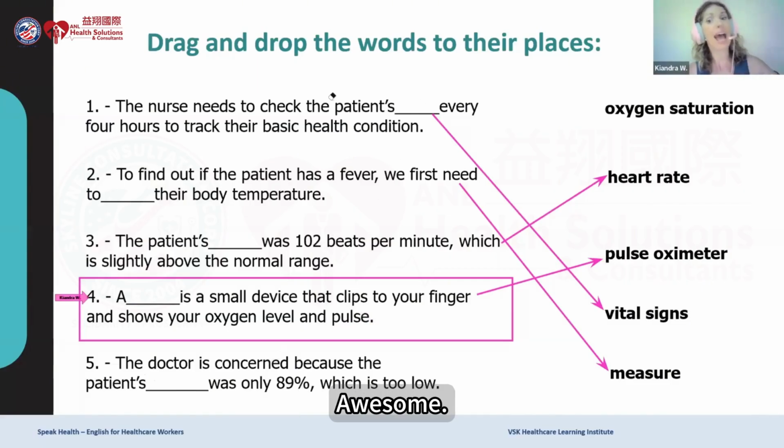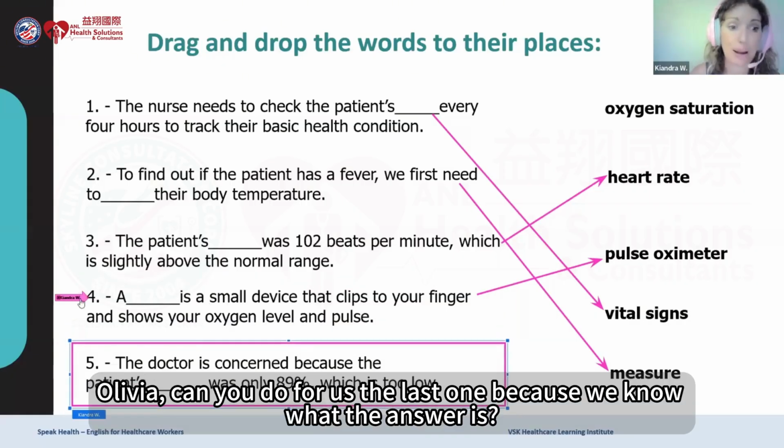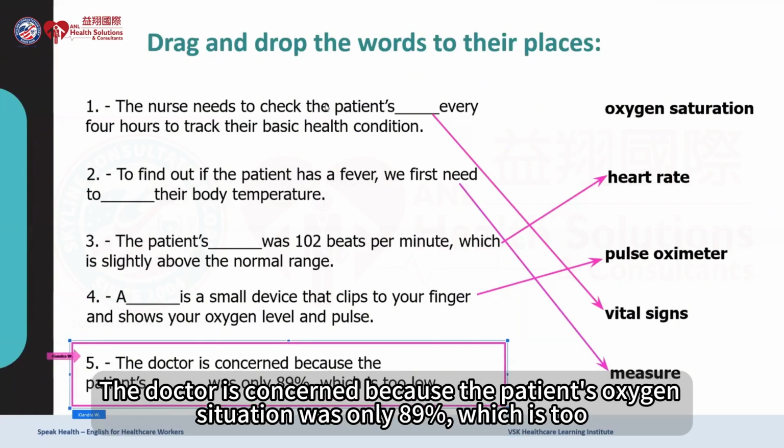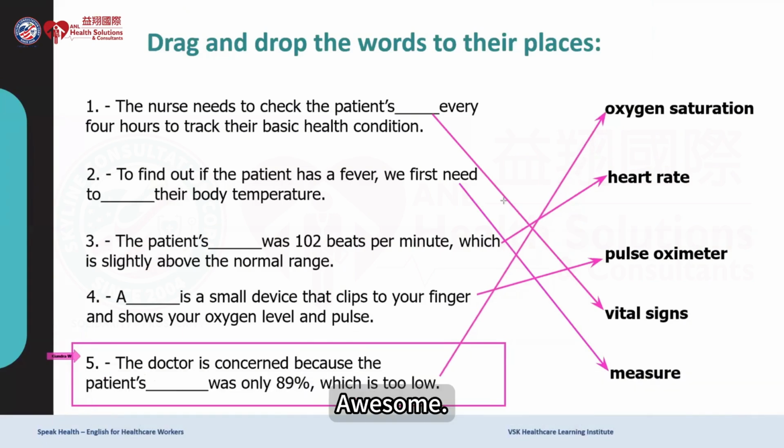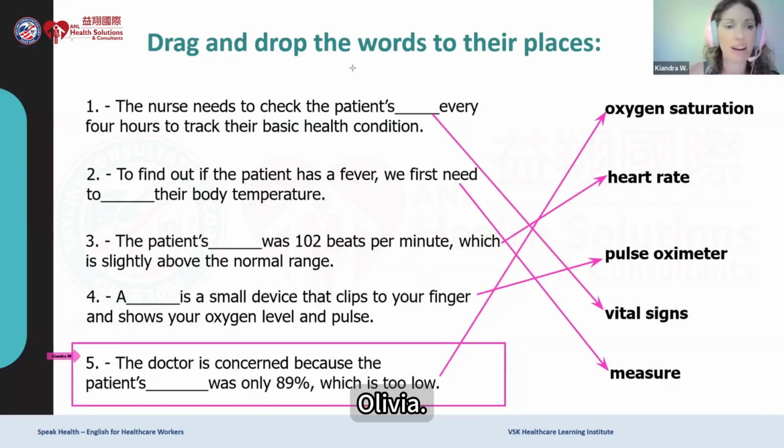Awesome. Okay. And we've got one more. So back to Olivia. Olivia, can you do for us the last one because we know what the answer is? The doctor is concerned because the patient's oxygen saturation was only 89%, which is too low. Awesome reading. Excellent, Olivia. Very, very well done.